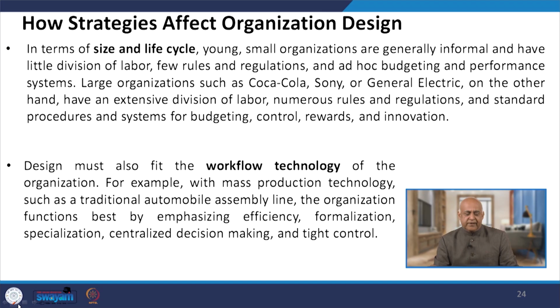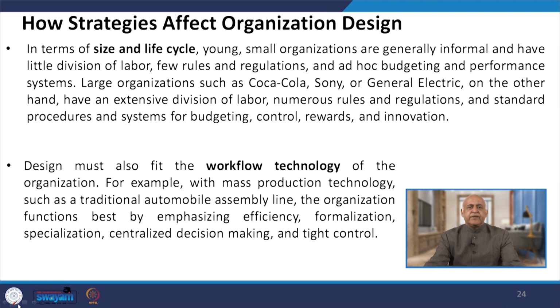In terms of size and life cycle, small organizations are generally informal and have little division of labor, few rules and regulations, and ad hoc budgeting and performance systems. Large organizations such as Coca-Cola, Sony and General Electric, on the other hand, have an extensive division of labor, numerous rules and regulations, and standard procedures and systems for budgeting, control, reward and innovation.